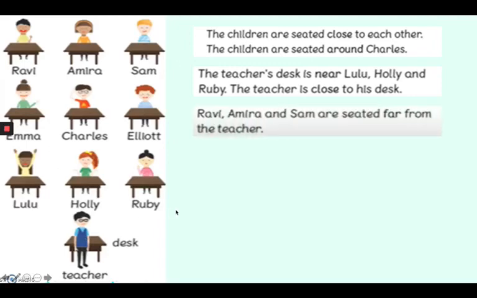Ravi, Amira, and Sam are seated far from the teacher. Can you find Ravi, Amira, and Sam? Well done. They're over here at the back.